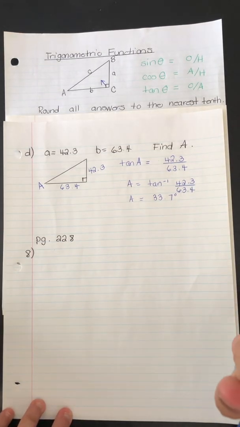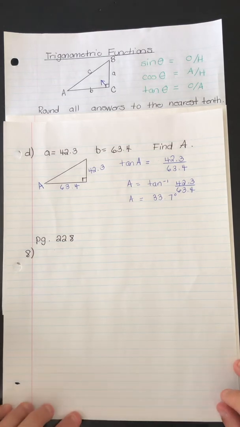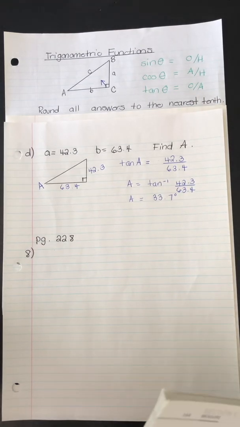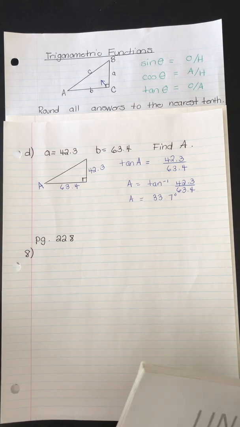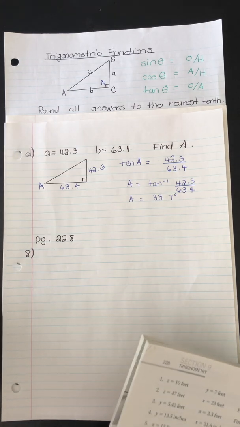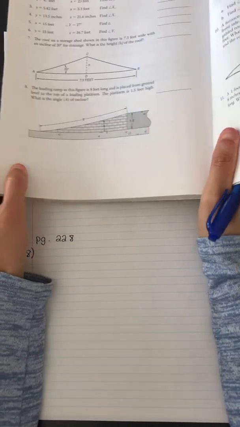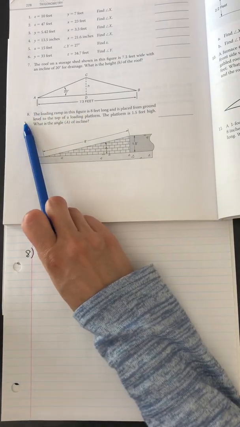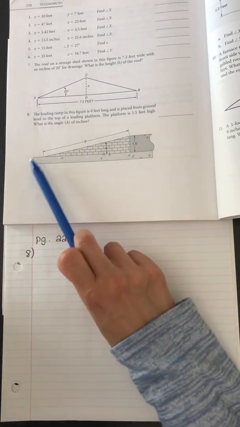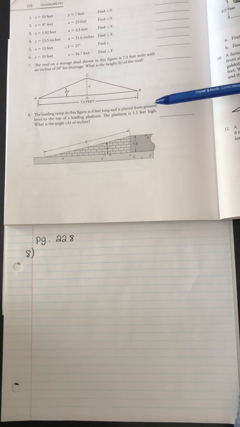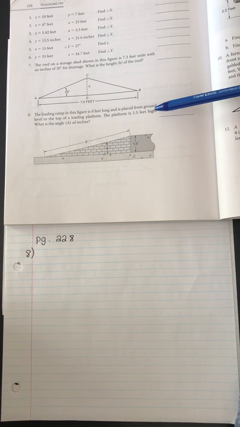And now I'm going to open up the textbook so we can look at one more applied problem. So this is page 228, problem 8. All right, so let's have a look at that problem together now. Okay, so I think you can see that here. There is a diagram. It says, the loading ramp in this figure is 8 feet long.